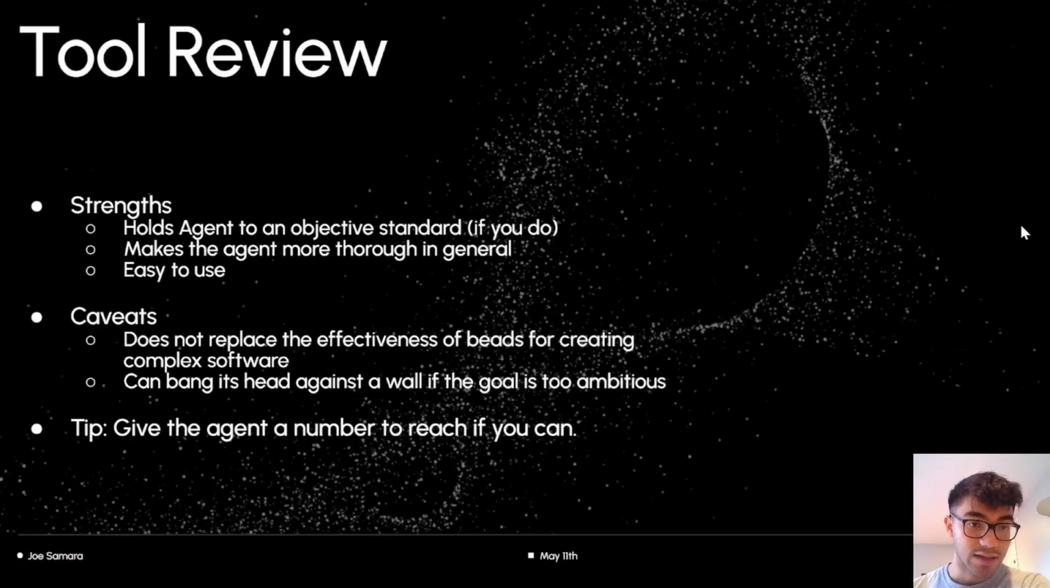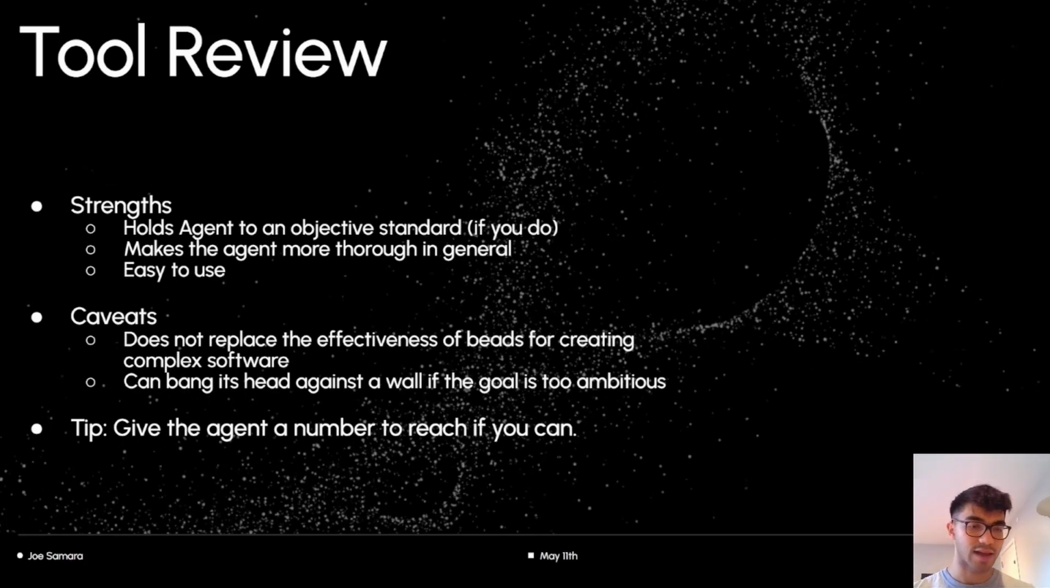Now, some of the caveats that I want to mention is that it does not replace the effectiveness of creating beads from a detailed plan document and setting off an agent swarm on that. It's not going to, because it simply can't compete with the level of detail that's outlined in beads and the volume of work that can be done by an agent swarm. So for creating complex software where you already know what you want to build, the plan, beads, and swarm is a much better way to go than just using this goal command.